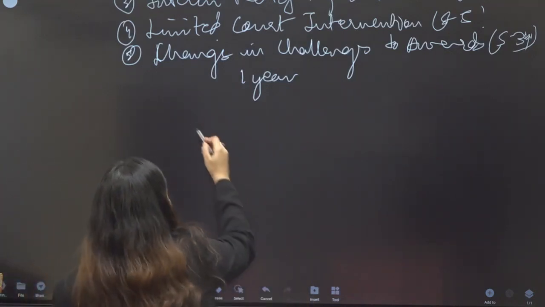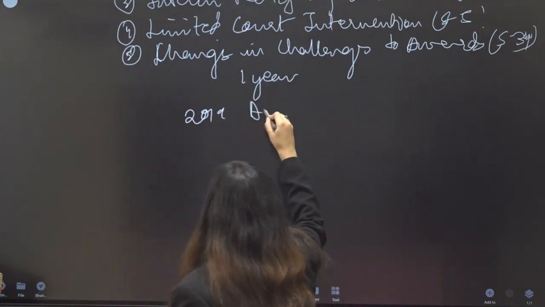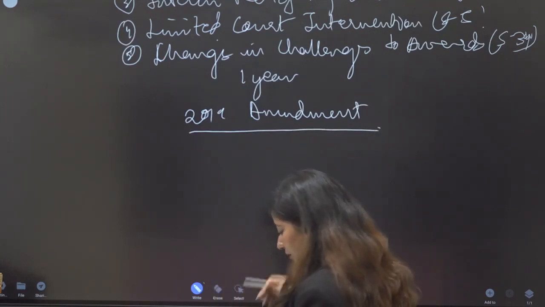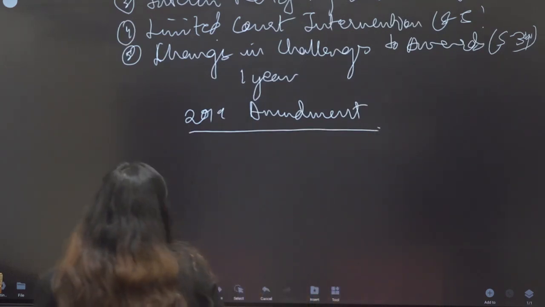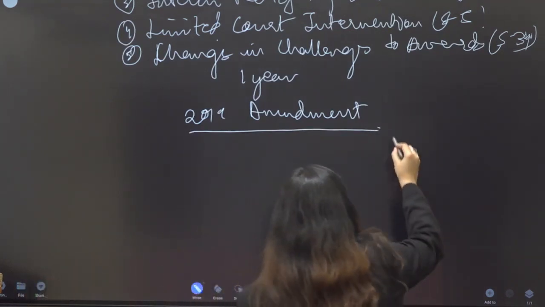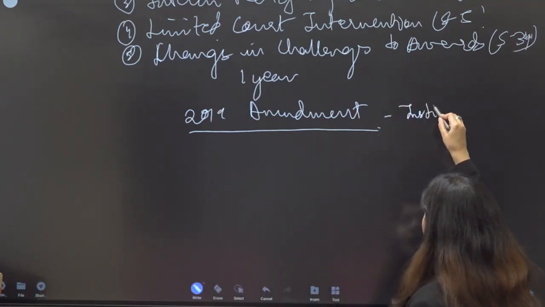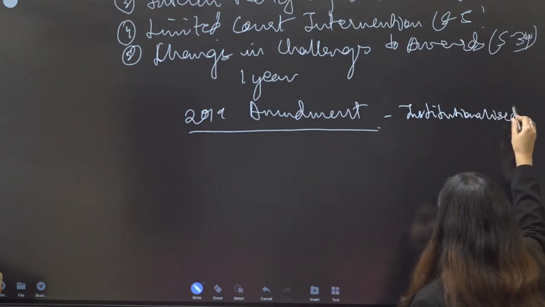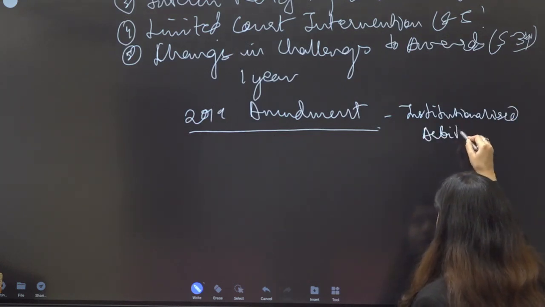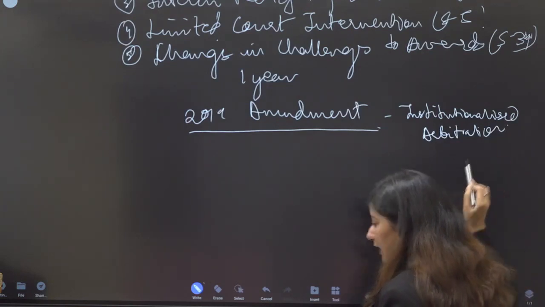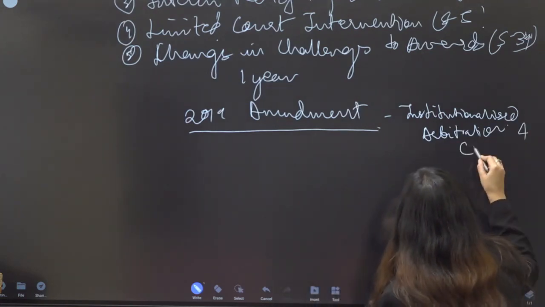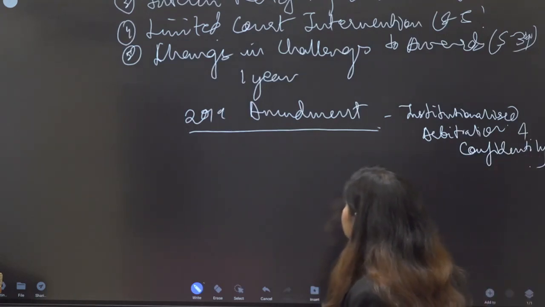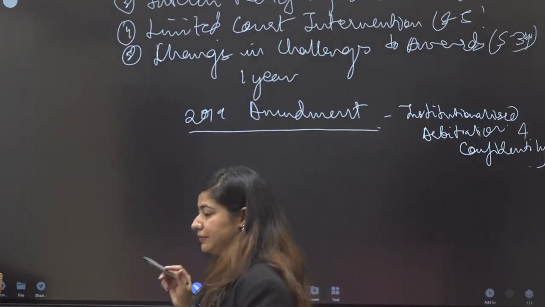Now we move on to the 2019 amendment. What changes came with the 2019 amendment? We can say the 2019 amendment completely institutionalized arbitration. The word that we will use for this is institutionalized arbitration and confidentiality. So this was focused on institutionalizing arbitration and confidentiality.